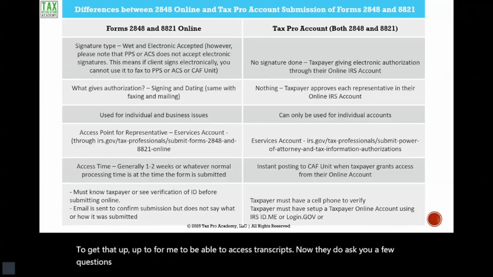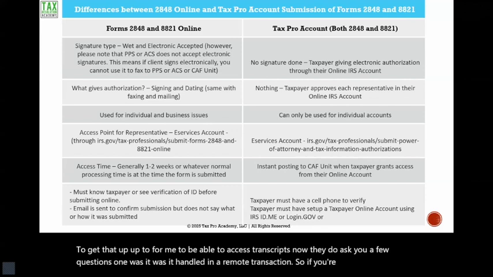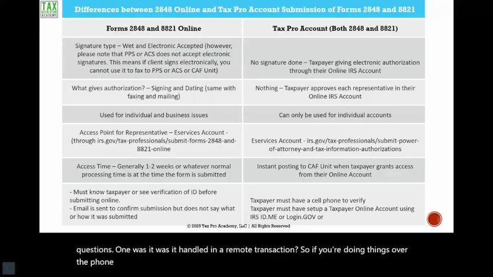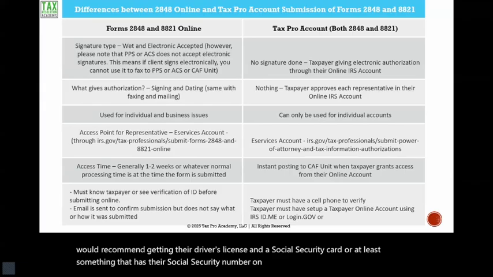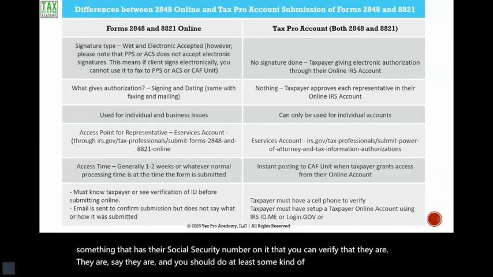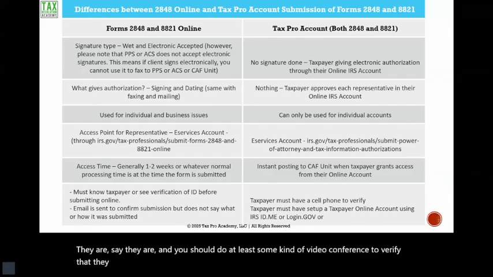Now, they do ask you a few questions. One, was it handled in a remote transaction? So if you're doing things over the phone or through a Zoom, you need to make sure that you get the documents. I would recommend getting their driver's license and a social security card, or at least something that has their social security number on it that you can verify that they are who they say they are, and you should do at least some kind of video conference to verify that they are who they say they are on their ID.